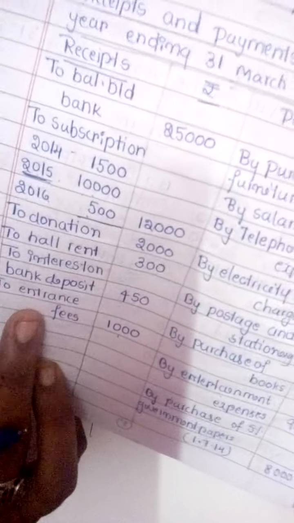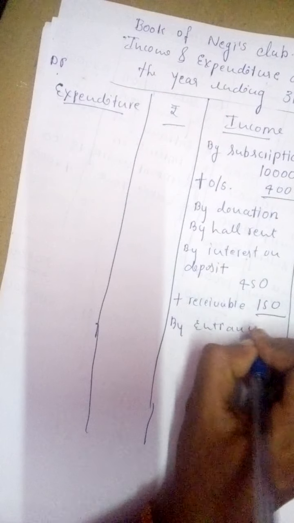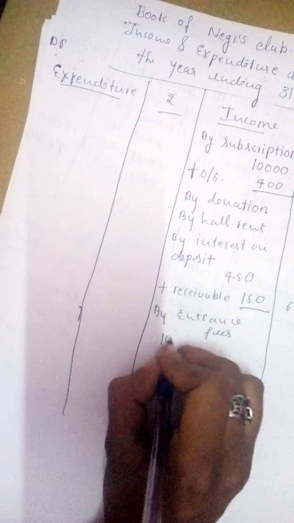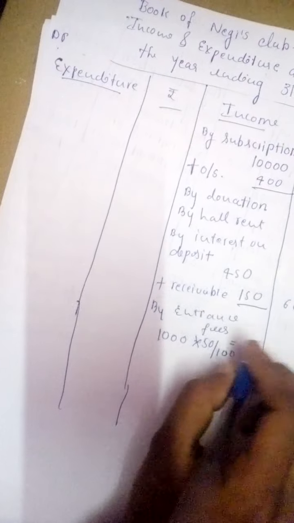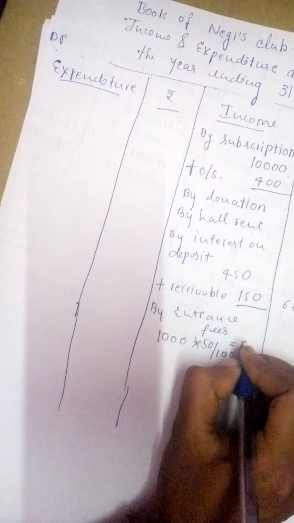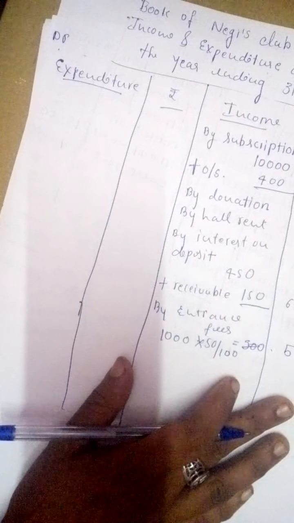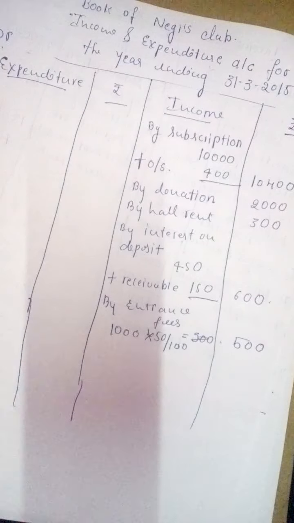Now see, entrance fees. What they have said is only half is revenue. So by entrance fees, only half is revenue, which means out of 1,000, 50% means how much? 500. So this 500 needs to be written in the outer column. Understood? Hope it is visible. Okay.